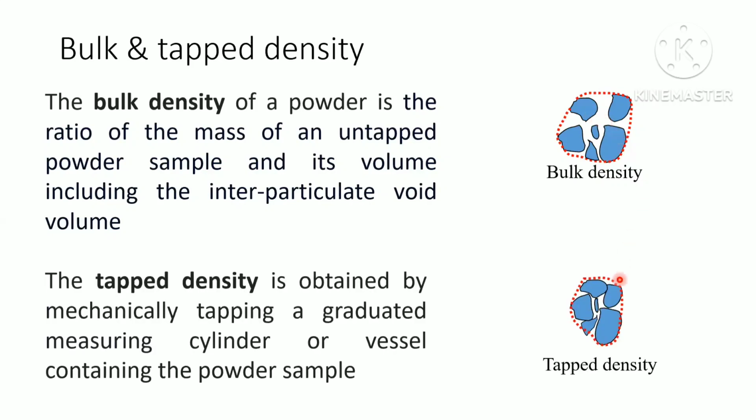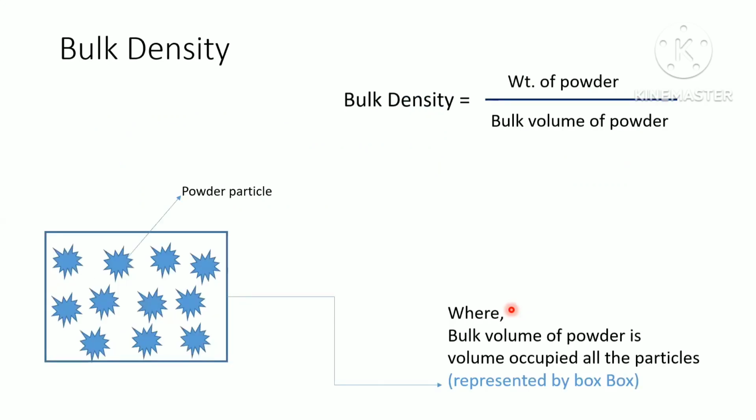In tap volume, although the volume of the voids and interparticular space is included, the powder arrangement is relatively compact as compared to this arrangement. So the tap density is obtained by mechanically tapping a graduated measuring cylinder or a vessel containing the powder sample. Now bulk density is the weight of the powder divided by the volume of that powder.